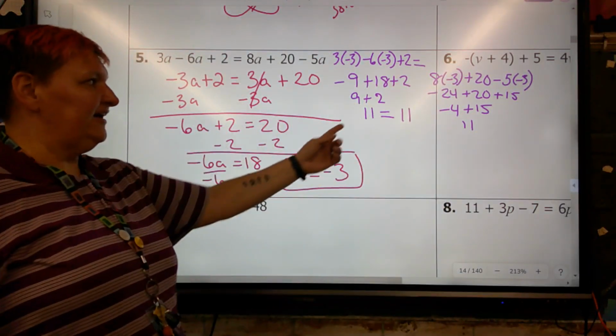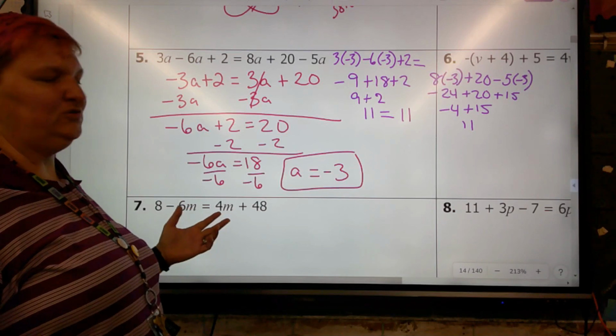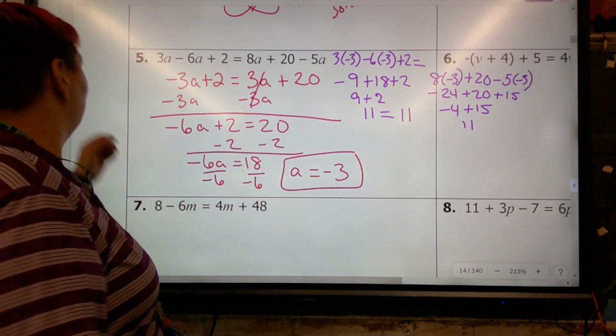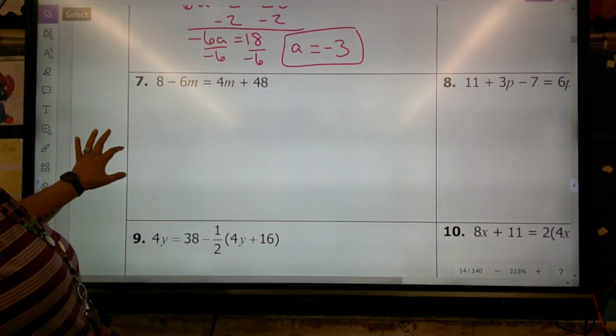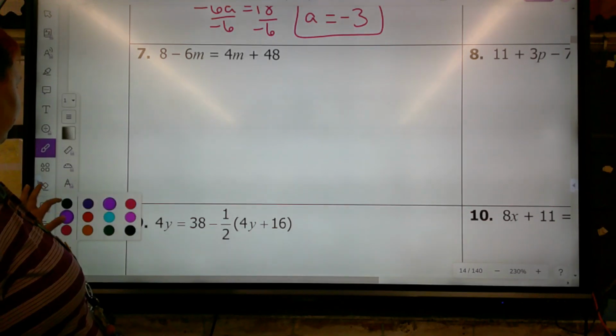So this means our answer is correct. You can always plug it back in, substitute the value back in, and double check your work. I don't understand why you wouldn't. Always double check your work. It's your opportunity to prove you're right.